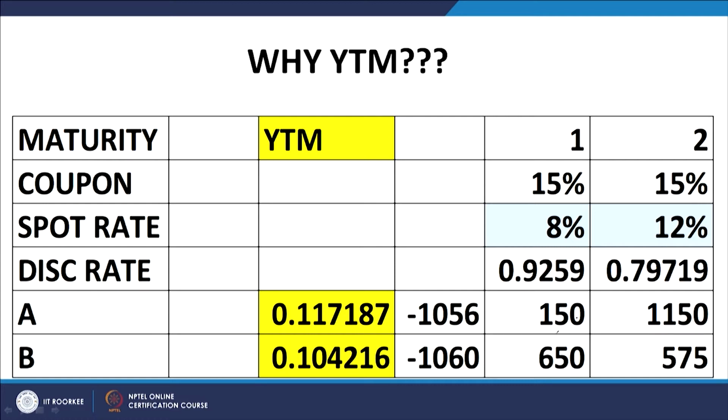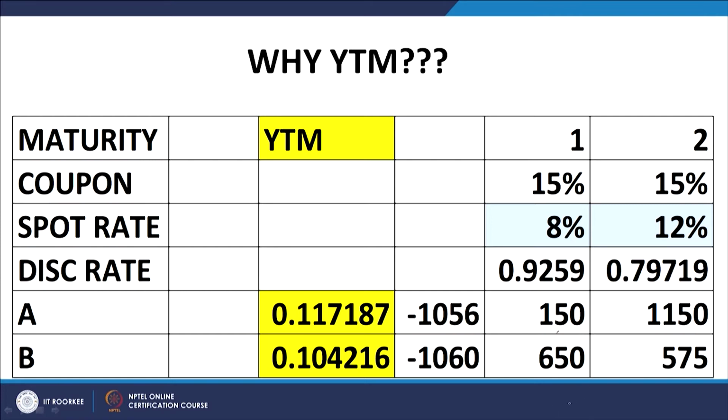First year you get a coupon of 150 rupees, 15% on the face value of 1000 rupees. In the second year you get the redemption amount of 1000 rupees, that is the face value, plus 150 rupees of the second year's coupon, which is 15% of 1000 rupees. So, these are the two cash flows. They return a YTM of 11.72% and a market price of 1056.